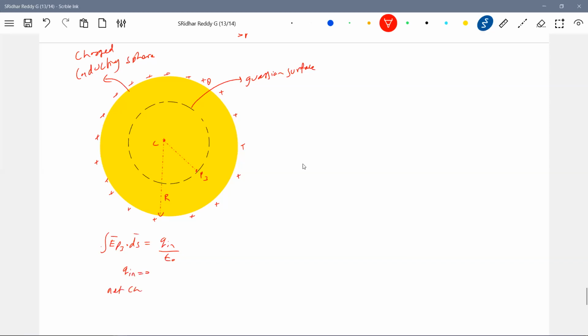Net charge enclosed by the Gaussian surface is 0. Therefore, Qin is 0. So then what will be this expression? EP3 dot ds equals 0. ds is non-zero, so what should be 0? EP3 is 0. I think this is the mathematical way Gauss law explains it.